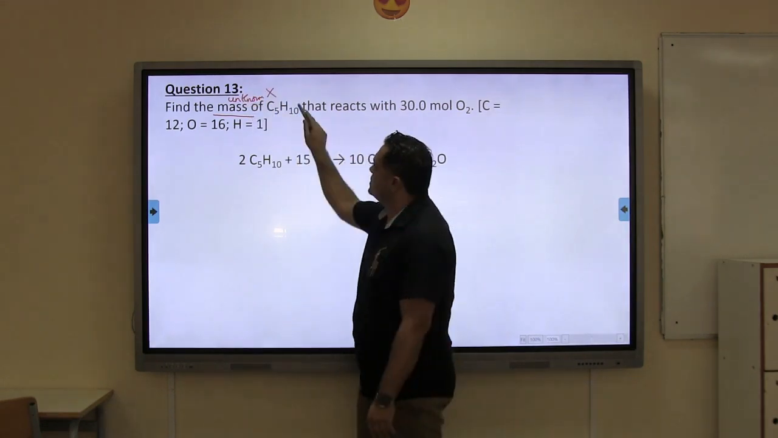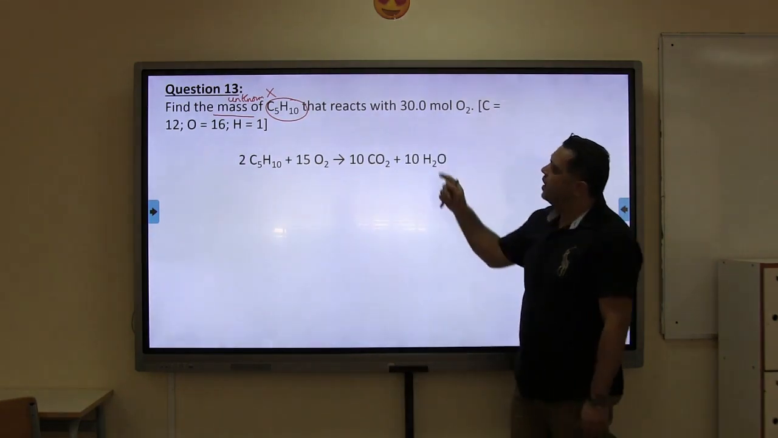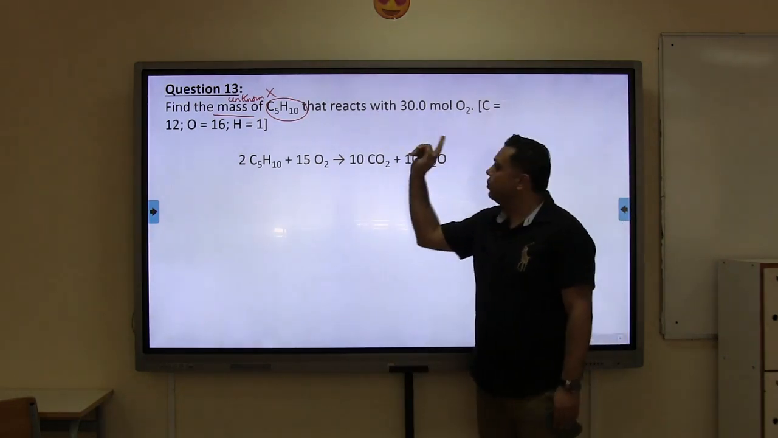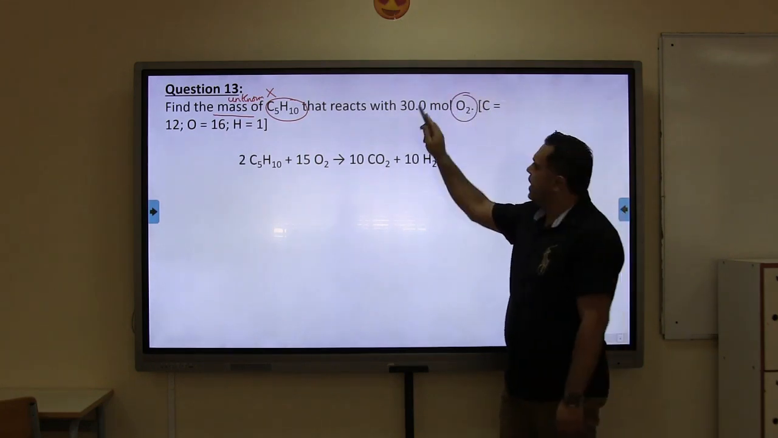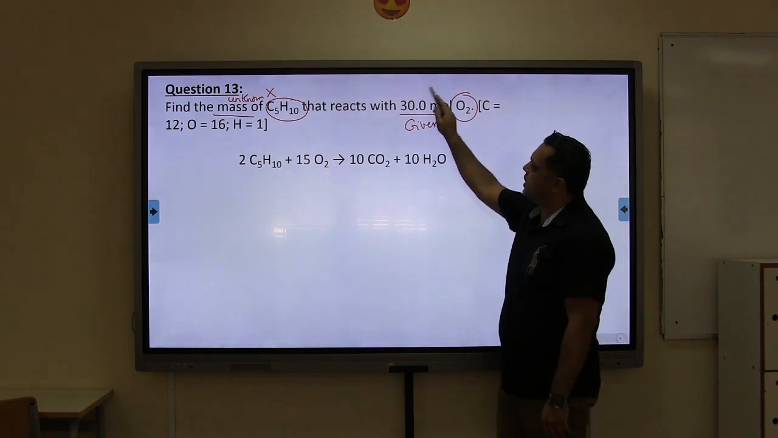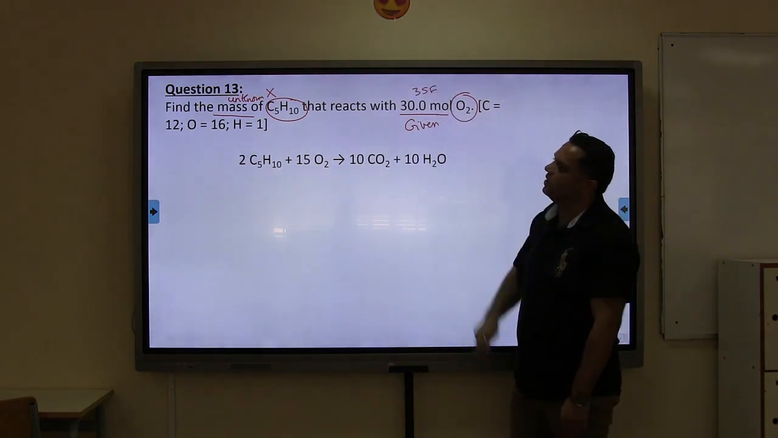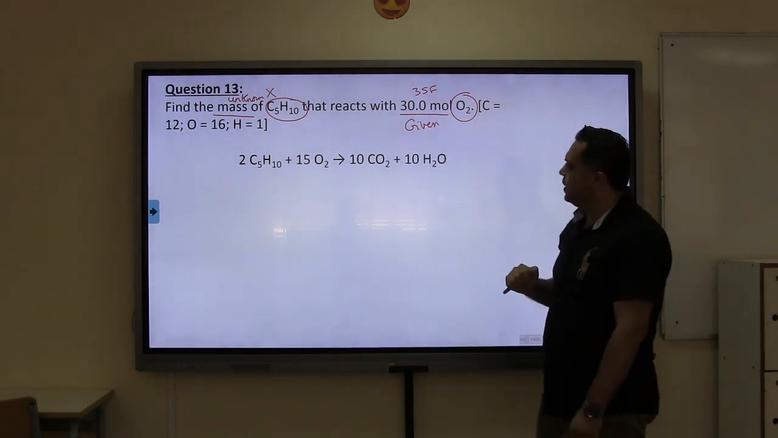Of C5H10, this will be my first species here, that reacts with 30 moles of oxygen. Oxygen will be my second species, and 30 moles will be the given. And don't forget here that the given is 3 significant figures. So my answer at the end should be 3 significant figures.